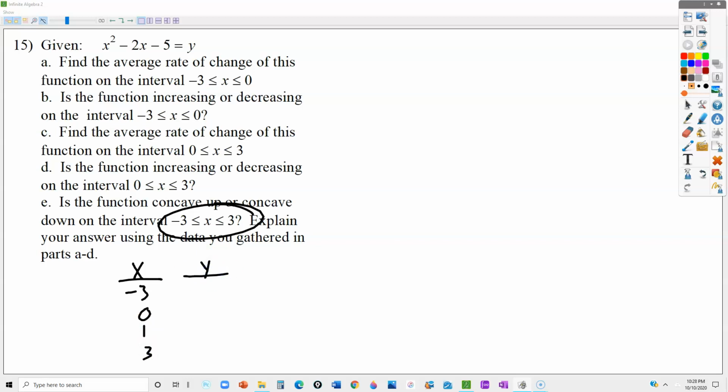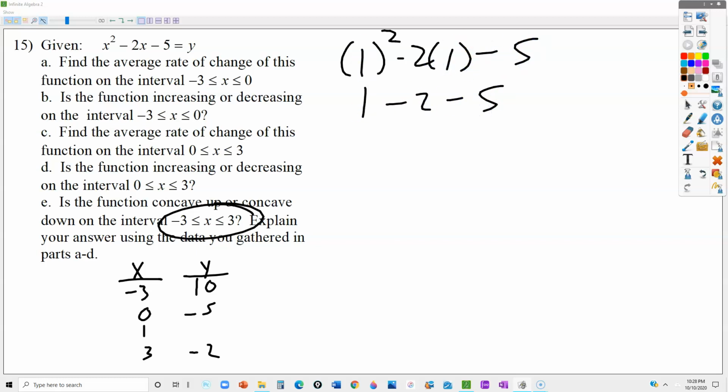Now, on earlier problems, I already found the y values for most of these. When we plugged in negative 3, what did we get? I believe we got 10. And when I plugged in 0, we got negative 5. And when we plugged in 3, I believe we got negative 2. The only one I haven't done yet is 1. So let's plug in 1 now and see what that one comes out to be. 1 minus 2 is negative 1. Take away 5 is negative 6.